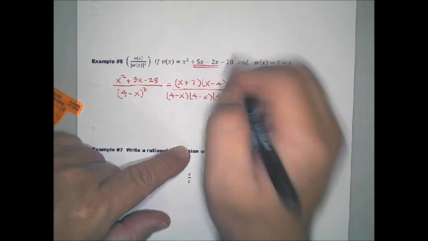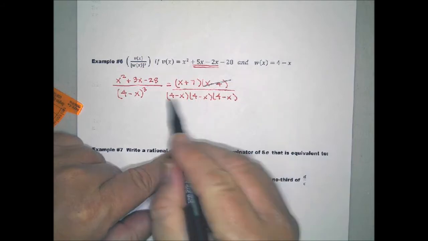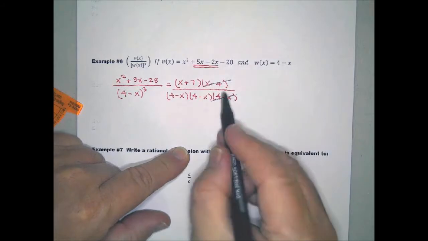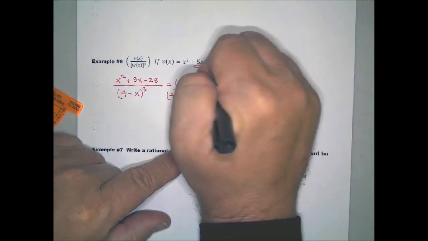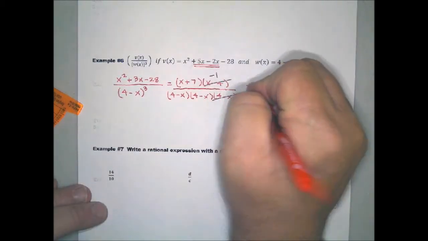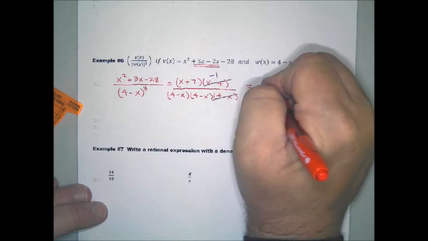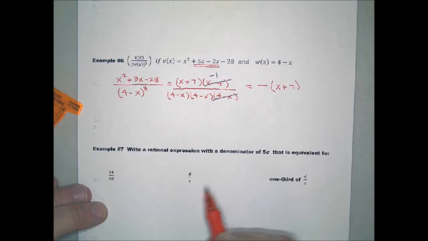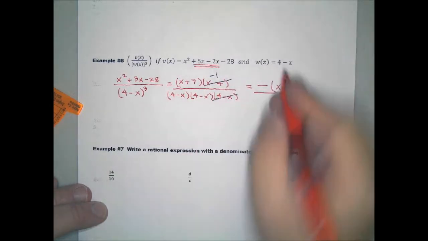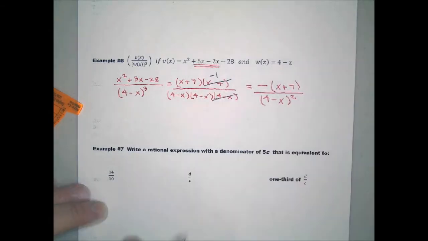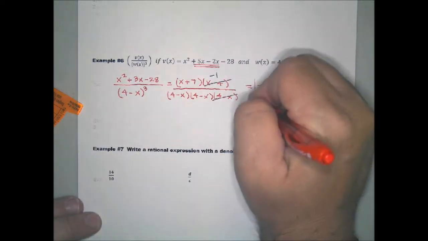So I'm going to take this x minus 4 and reduce it with any one of these 4 minus x's. It really doesn't matter which one. Since they are perfect opposites of each other, they reduce to make negative 1. So my answer to this problem would be the opposite of x plus 7, just get that negative sign out there in front, over 4 minus x quantity squared. And that would be your answer.